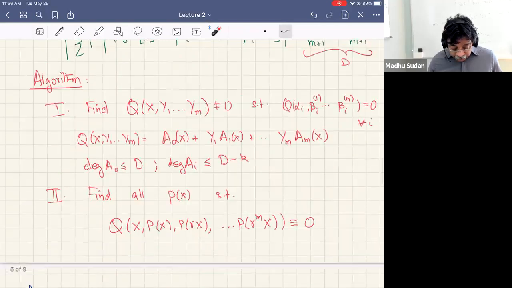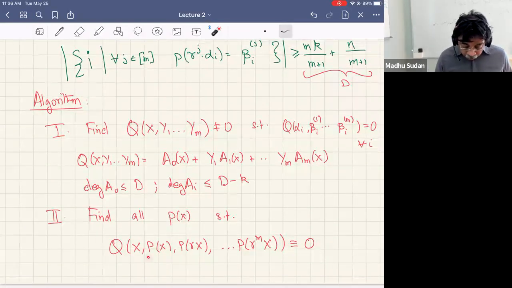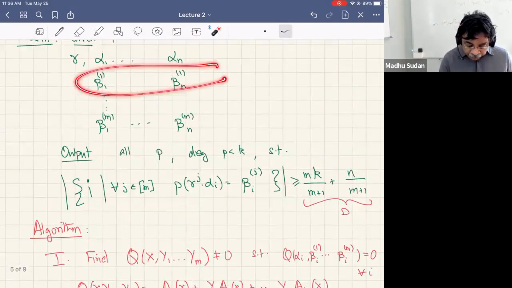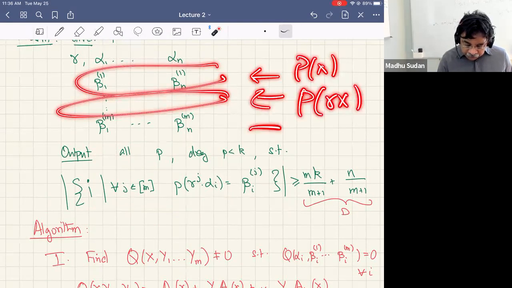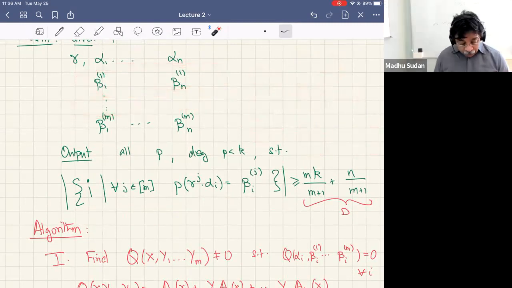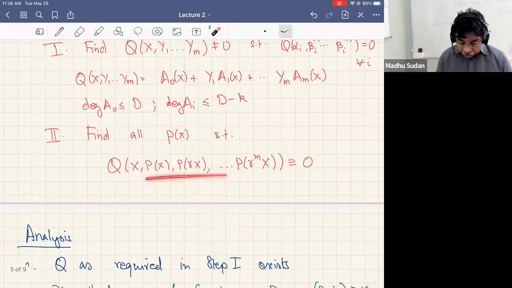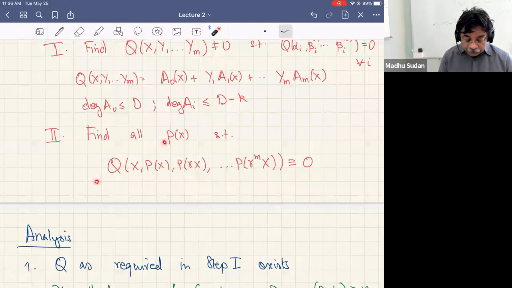Now, what are we going to do with this polynomial Q? We are going to look for all polynomials capital P which satisfy Q of x, P of x, P of gamma x. See, we expect the first row is P of x. The second row is P of gamma x, and this is P of gamma to the m minus 1 x, and so on. So let's plug in those things and find me all polynomials such that this identity holds.